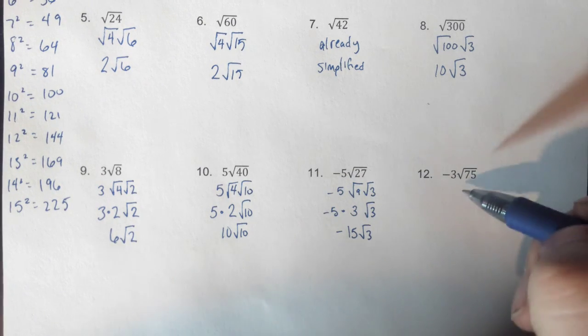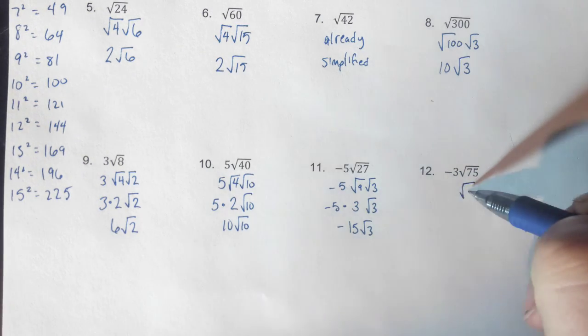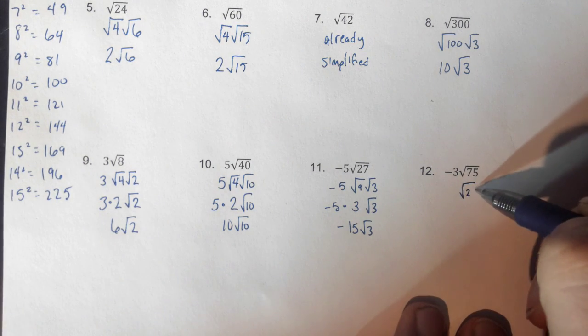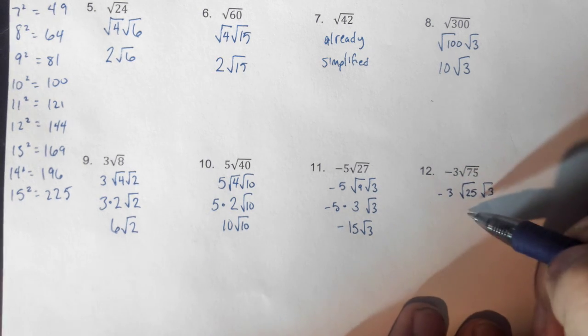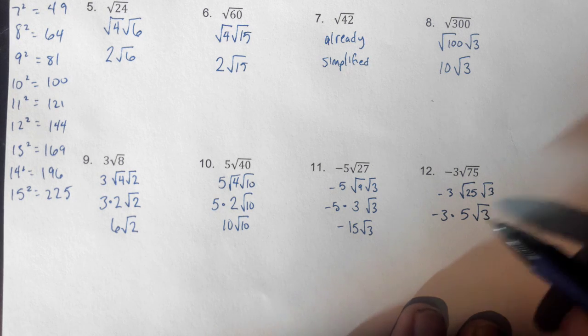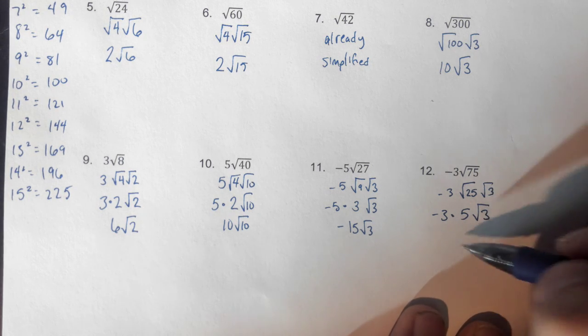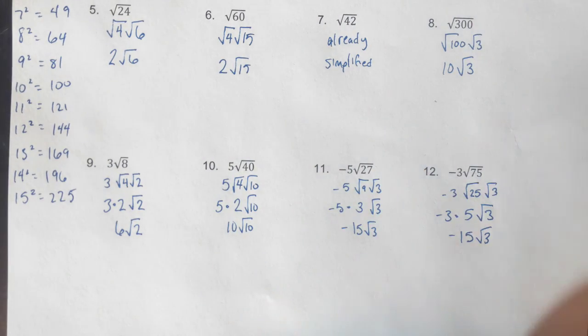Number 12, what divides 75? That would be 25 times 3. What's the square root of 25? 5. So we've got negative 3 times 5 and then also a square root of 3. Negative 3 times 5 is negative 15. And you got the square root of 3 that tags along. Doesn't make it any tougher, does it?